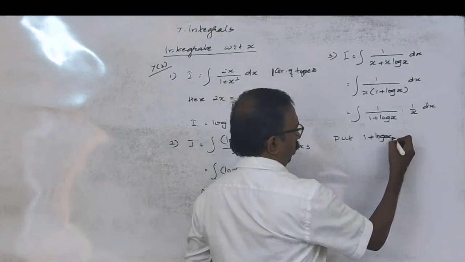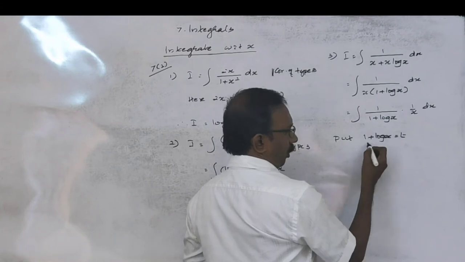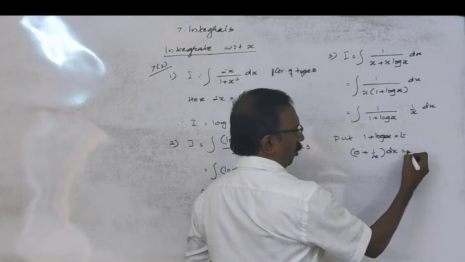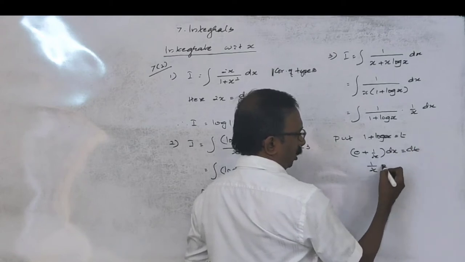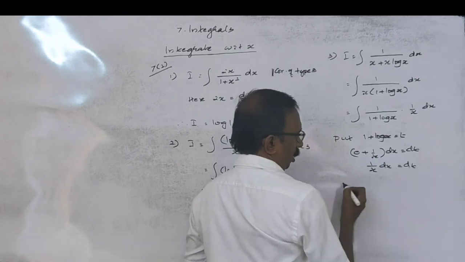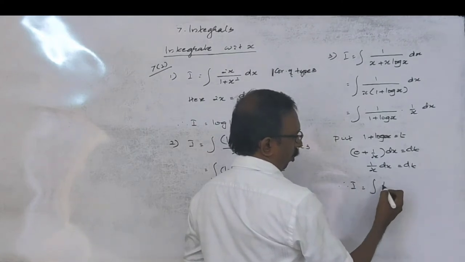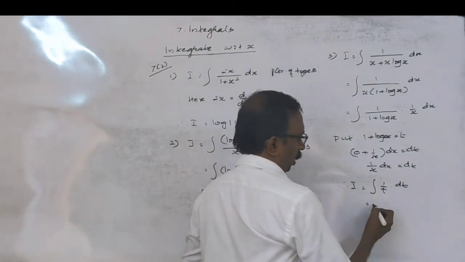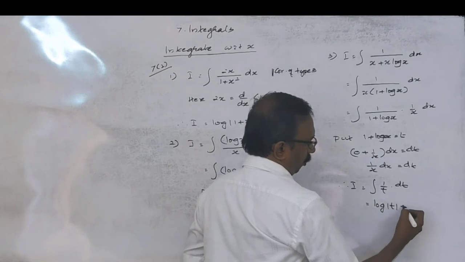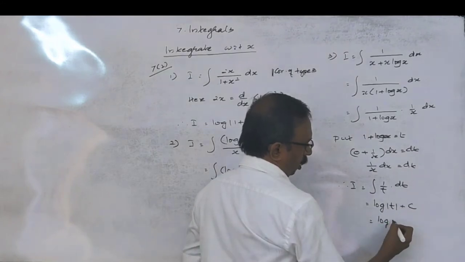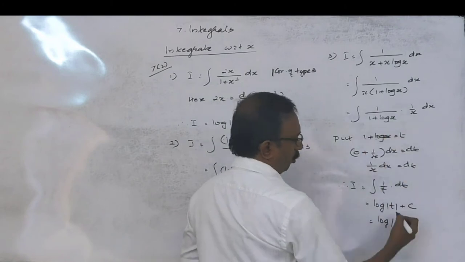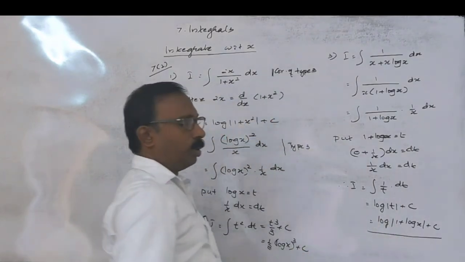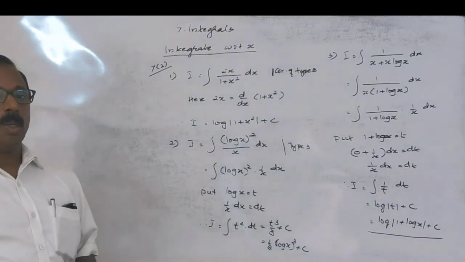Put 1 plus log x equals t. Differentiating with respect to x, 0 plus 1 by x into dx is equal to dt, or 1 by x into dx is equal to dt. Therefore I is equal to integral of 1 by t into dt. What about 1 by t? The integral of 1 by t is log modulus of t plus c, that is log modulus of 1 plus log x plus c. This is the answer.